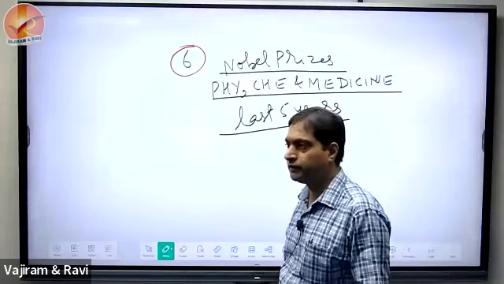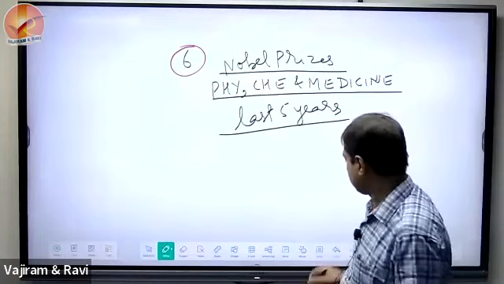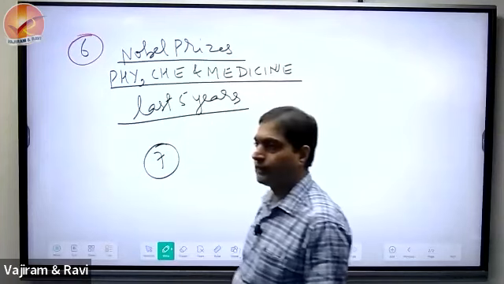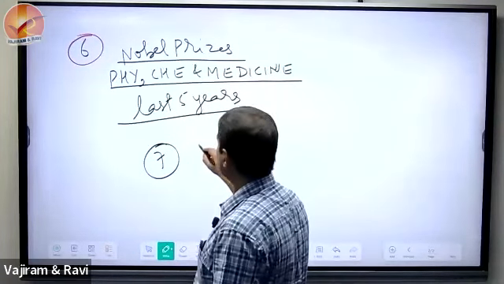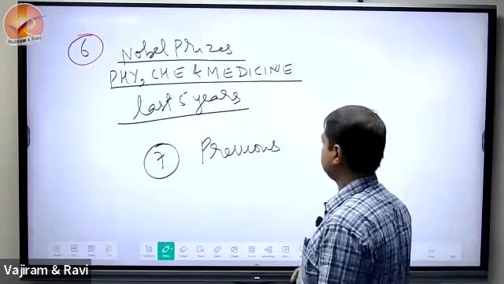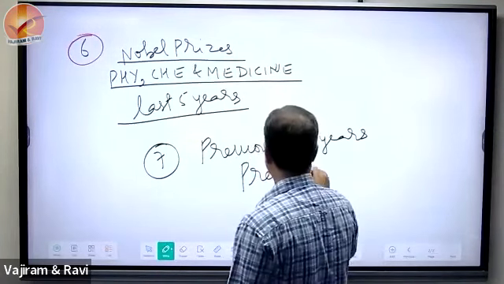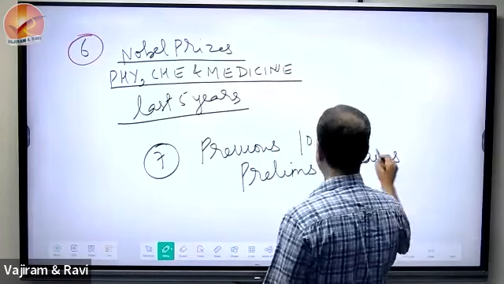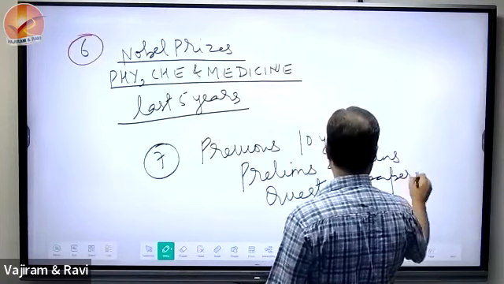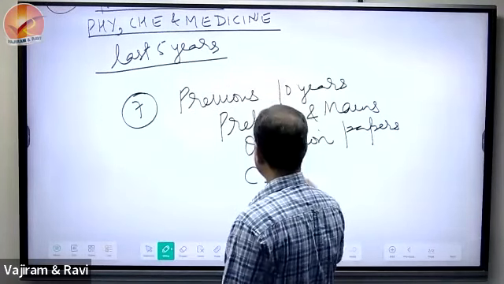After one or two days, you will start reading the newspaper with respect to the Nobel Prize also. Seventh: previous years' prelims and mains question papers for the civil services examination.